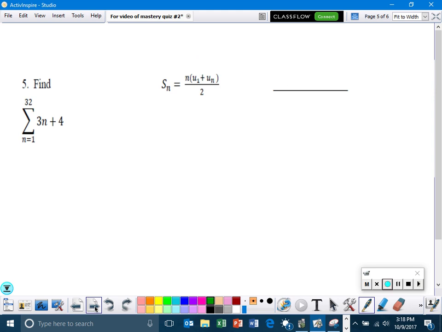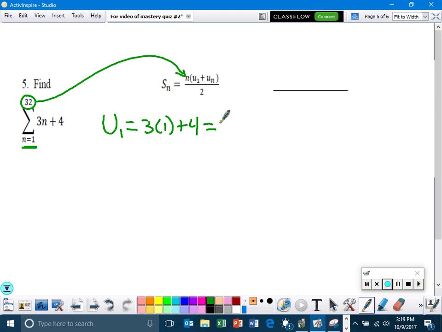Next, find the sum of the sequence from 1 to 32. Okay, the first number to the 32nd number. And we're going to use that formula. Now, remember the n, so we're starting with 1, and we're going to the 32nd number. So 1 to 32 is 32 numbers. Now, we need to know what the first number in the sequence is. So we need to plug a 1 in. And the first number in the sequence is 7. Okay, that's going to go in for U1.